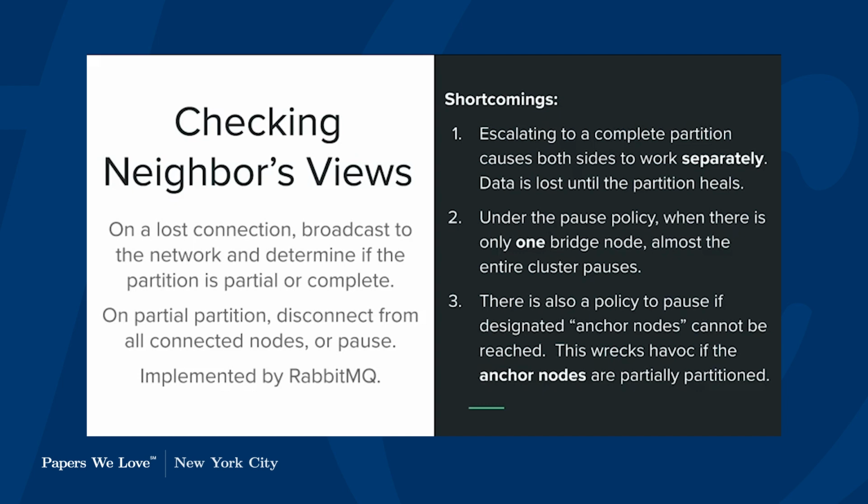Now, there are two different rules. There are really three different rules, but it's more like 1, 2, and 2A. The first one is if there is a partial partition, and I'm partially partitioned from the network, I disconnect from all the nodes that can see the node I'm looking for. And this is effectively escalating to a complete partition. Now, this doesn't shut off the nodes. It just causes both sides to work separately.